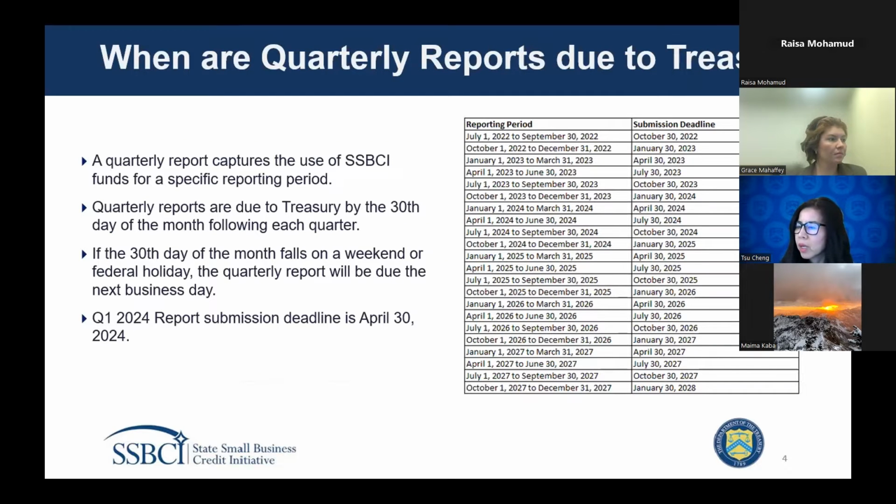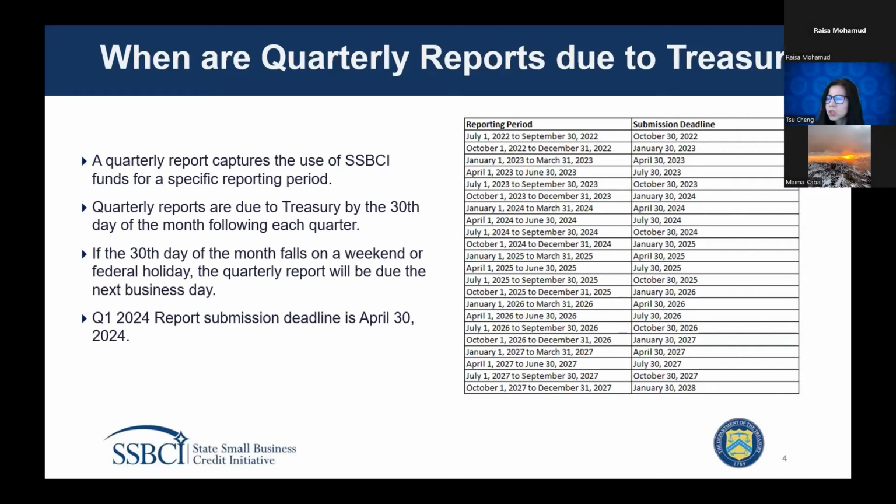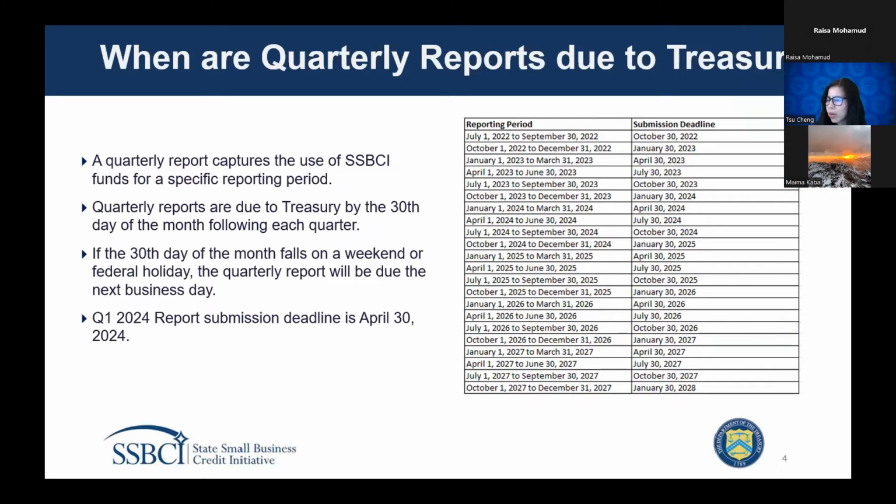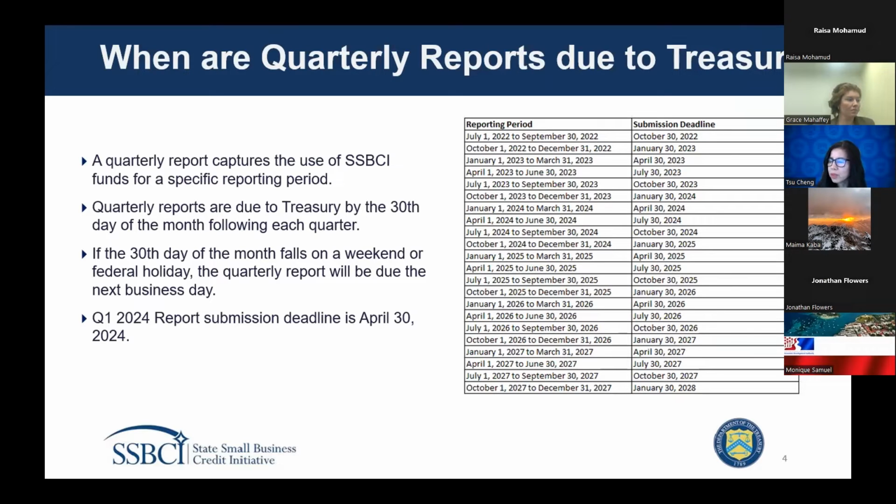We will move on to the next slide on when our quarterly report is due to Treasury. Our quarterly report must be submitted to Treasury 30 days after the end of the quarterly reporting period. So for Q1 reporting, the portal will open for submission on April 1st and will close on April 30th. We will send out email reminders to all participating jurisdictions that are required to report at the beginning of the submission window, and we'll send additional reminders prior to the submission deadline.